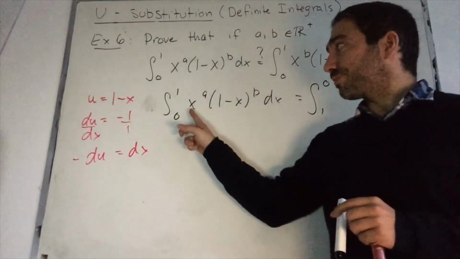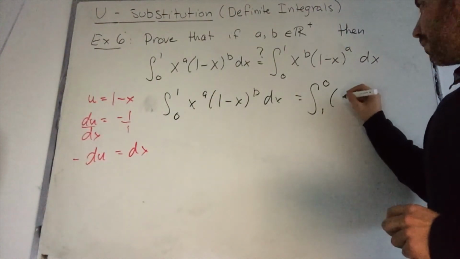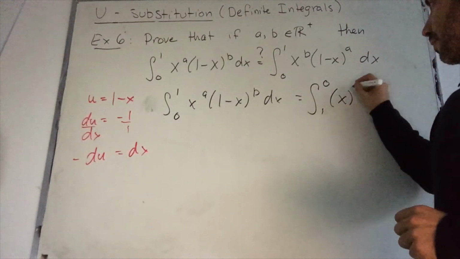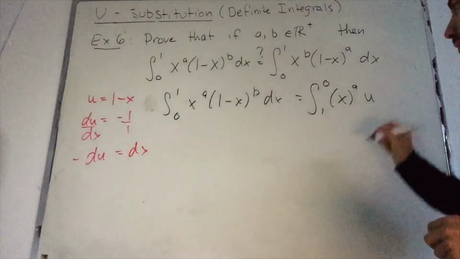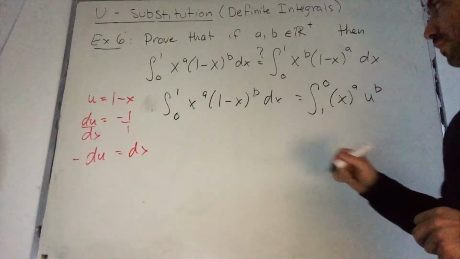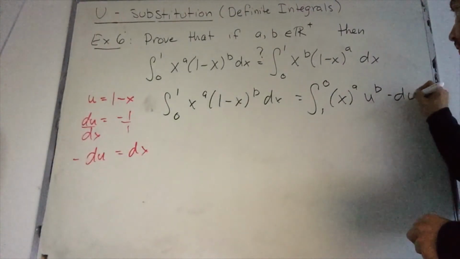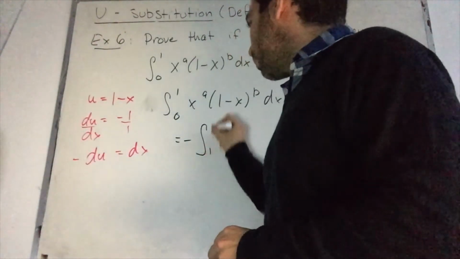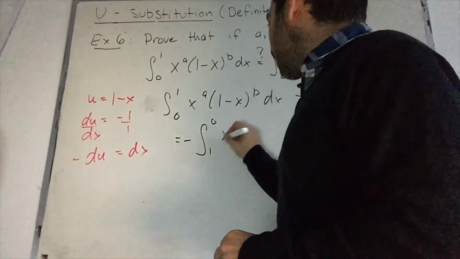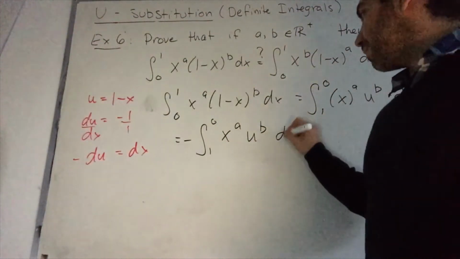This is an issue. x to the a is simply x to the a. And 1 minus x, we're replacing it with u. So we have u to the b. And dx is being replaced with negative du. Okay. So I'm going to take the negative and sit it in the front. So we have negative integral 1 to 0 of x to the a u to the b du.